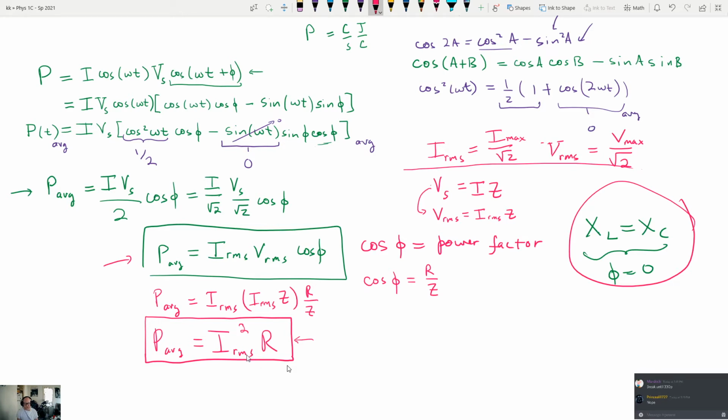So, why would that be the case? Why is it only the resistor that ends up showing up in this equation? Because the resistor dissipates energy, and power is just the rate of change of energy, right? The resistor dissipates energy. That's correct.